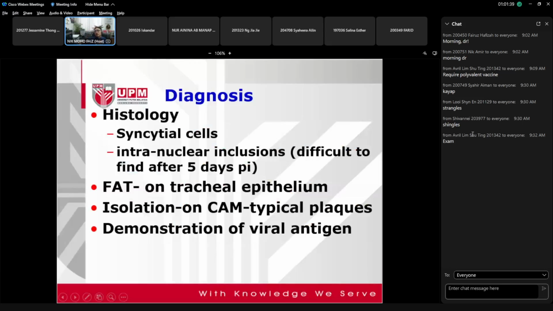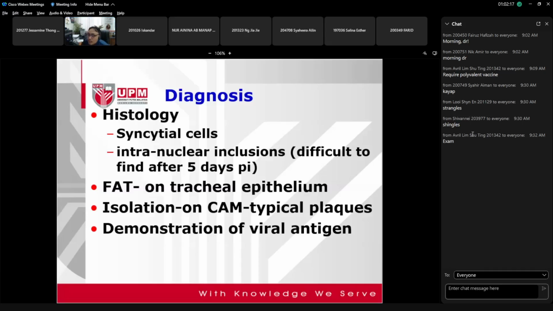Okay, for diagnosis, you can do histology. You can expect to see syncytial cells. Are you familiar with syncytial cells? Pathology patut ajar kan? Pernah dengar kan? I assume you pernah dengar. Kalau tak pernah dengar, please Google and find out or refer to your pathology notes. Kalau tak, nanti saya call Dr. Mazlina, tanya dia dah ajar ke tak. And then you expect to see intranuclear inclusion bodies. This is one of the characteristics of herpesvirus also. They cause inclusion bodies.